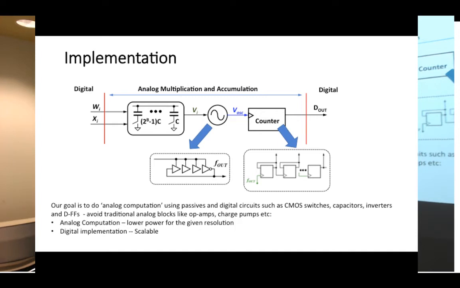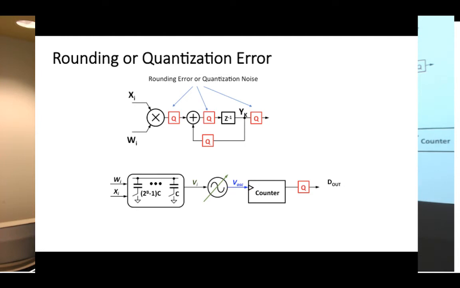So we want to do the analog computation because it's energy efficient, but we want to implement it using digital ways so that it scales well. We can make them available to go in the same flow of digital integration, right? So that's why we are interested in it. One of the things that comes to mind, moving to the next slide, is the quantization error, right?